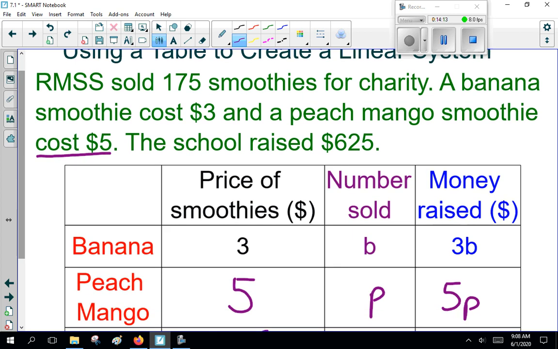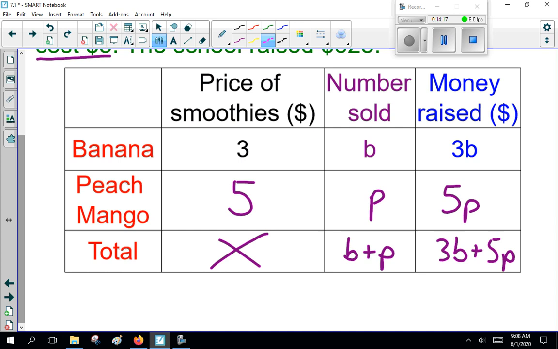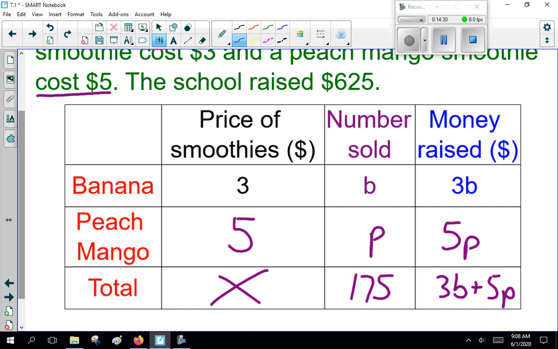RMSS sold 175 smoothies. So B plus P is 175. So I should be writing 175 down here. So I actually have a number, because Mr. Sutton didn't read the question like he's supposed to. And how much money did we raise? $625. See, it actually helps to read the question, then answer it.